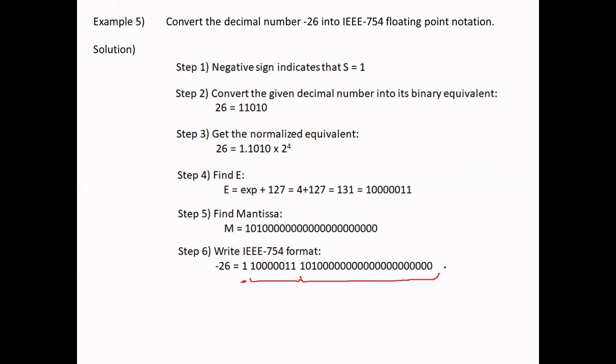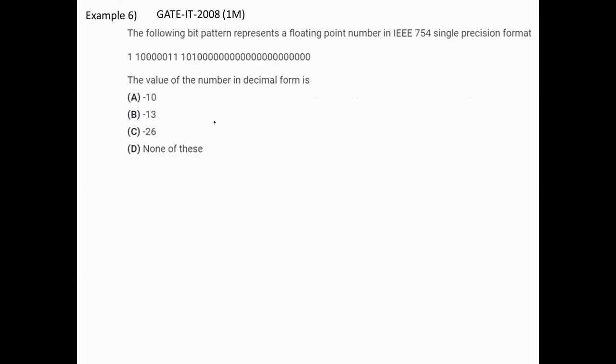As a practice problem, take this value and convert it back into minus 26. Let us see. This question was asked in GATE 2008 for 1 mark. This floating point number is given. We need to find the decimal equivalent. We know the scientific notation: this 1 point, the normalized mantissa, into 2 power original exponent.